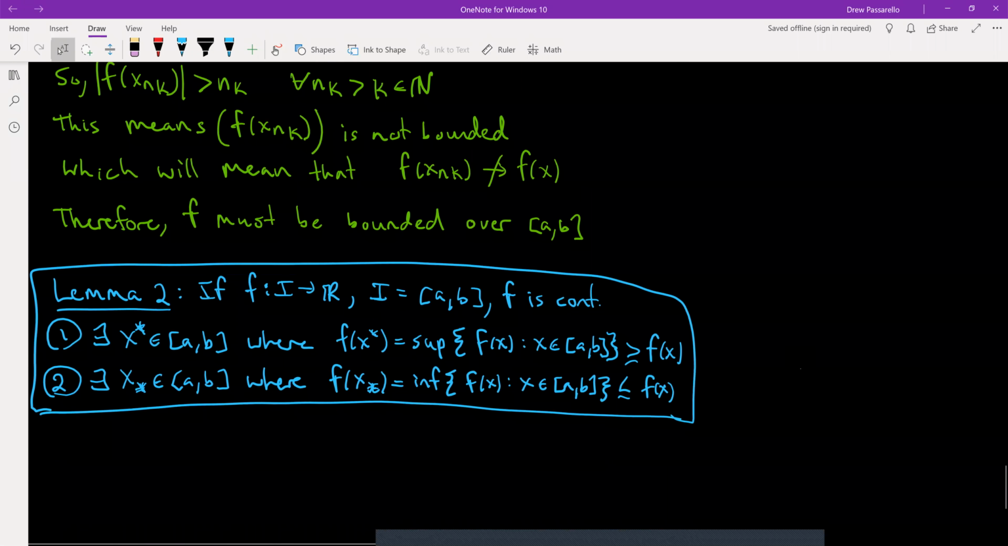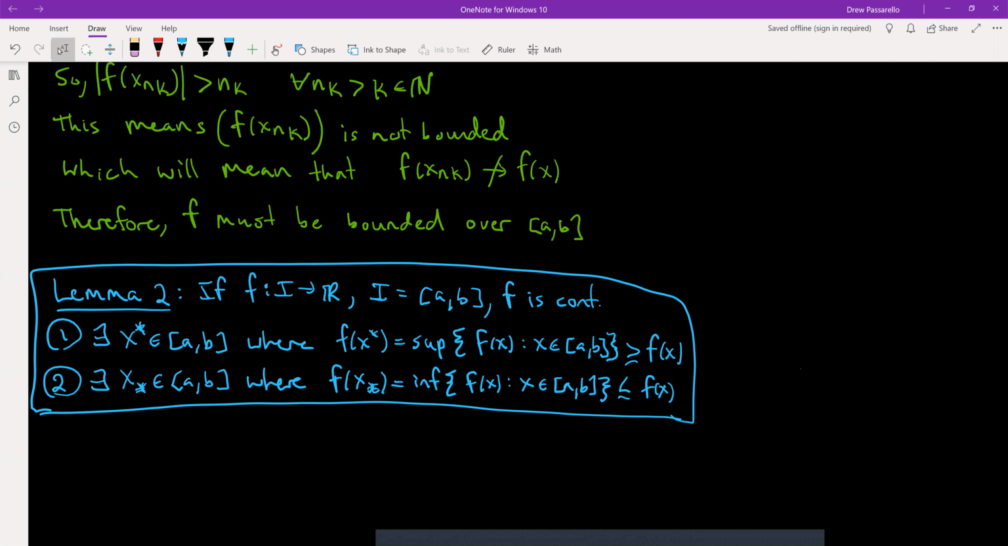Here's lemma 2. If you have a function f from the closed interval [a, b], which I'm calling I, to the reals, and f is continuous, then there exists some x* with the star as a superscript in [a, b], where f(x*) is equal to the supremum of the set of f(x) for x in the closed interval [a, b]. And that supremum is going to be greater than or equal to f(x).